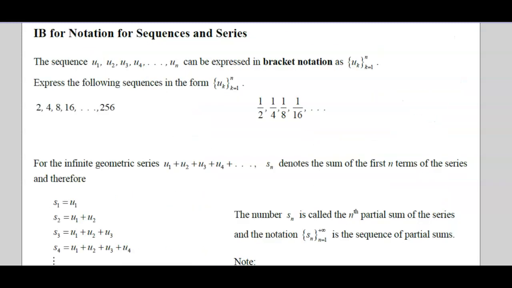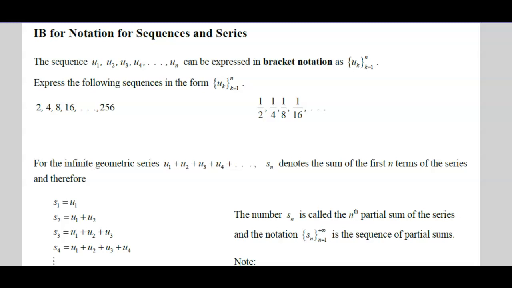Okay, so then the last part here. IB notation for sequences and series. So as I mentioned, sometimes IB uses U. In their data booklet, you might see Un equals u1 plus n minus 1. Okay. As well, you'll see this little bracket notation. I call those squiggly brackets. Okay, but they're squiggly, not round.